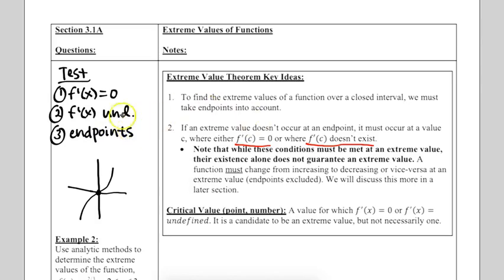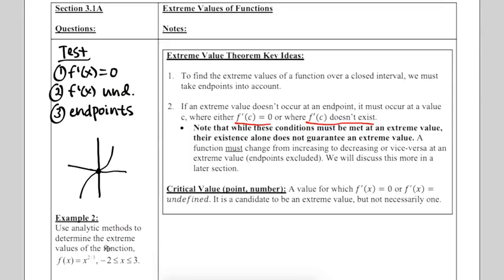And you might be thinking, well, why does the derivative have to be undefined? Why does that give us a place where we might have an extreme value? Example 2, our next example, is actually going to illustrate this pretty well for us. So let's go down. Oh, and before that, hold on. I completely skipped something important.